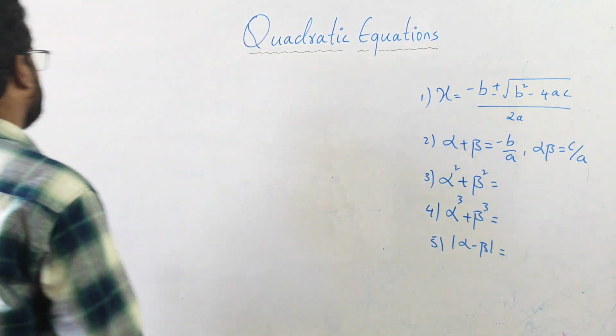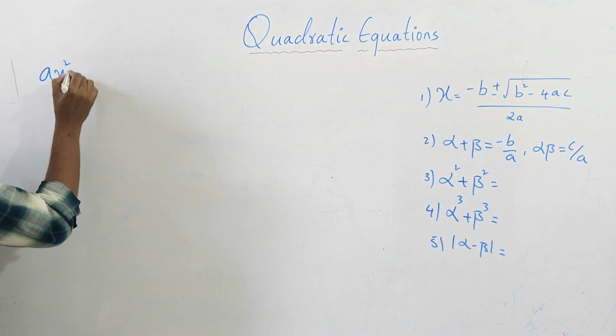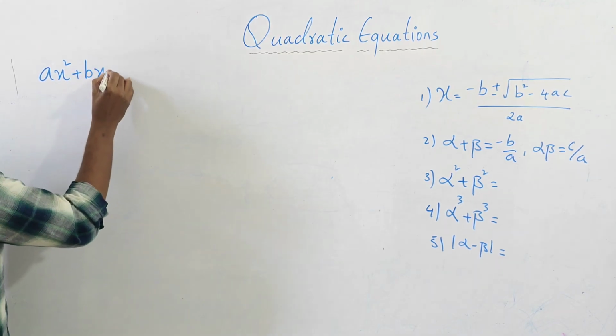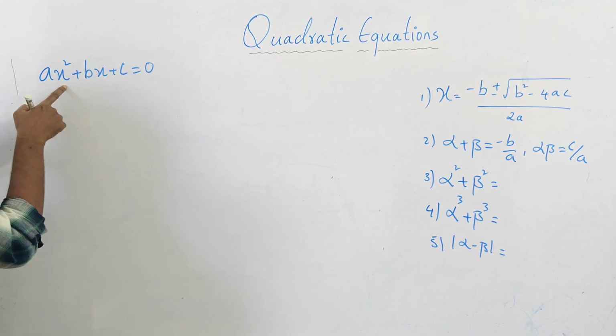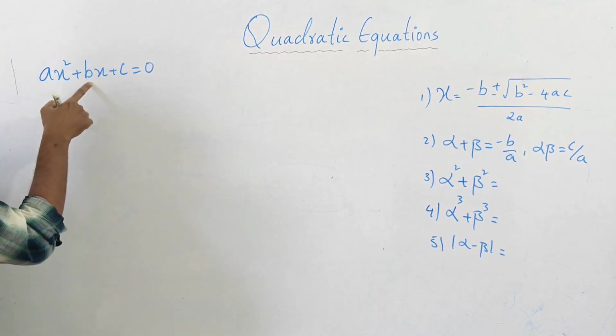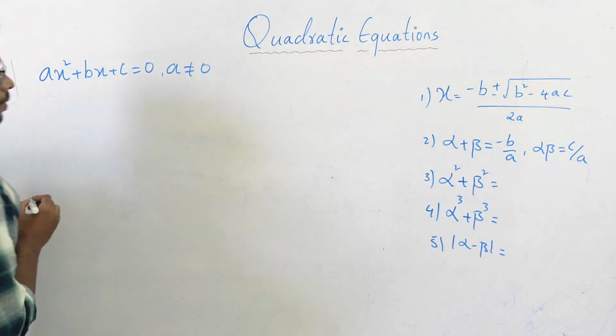Now let us start. What is a quadratic equation? We know that the quadratic equation is of the form ax square plus bx plus c equal to 0. Here a represents the coefficient of x square, b represents the coefficient of x, c is the constant, and here a should not be equal to 0.